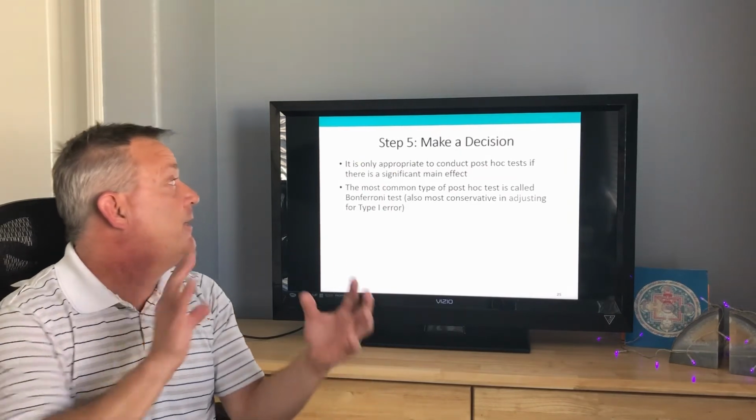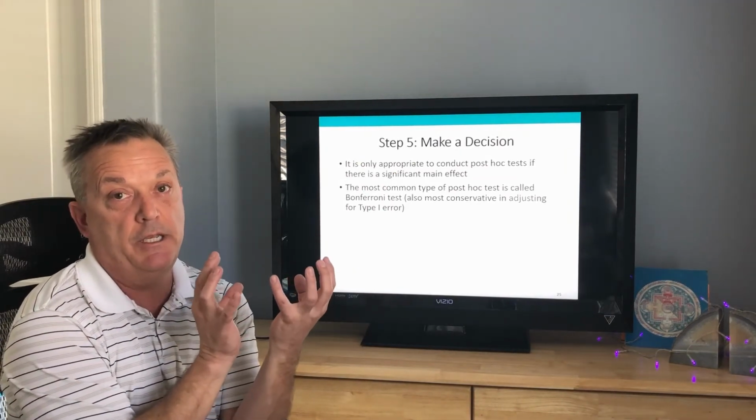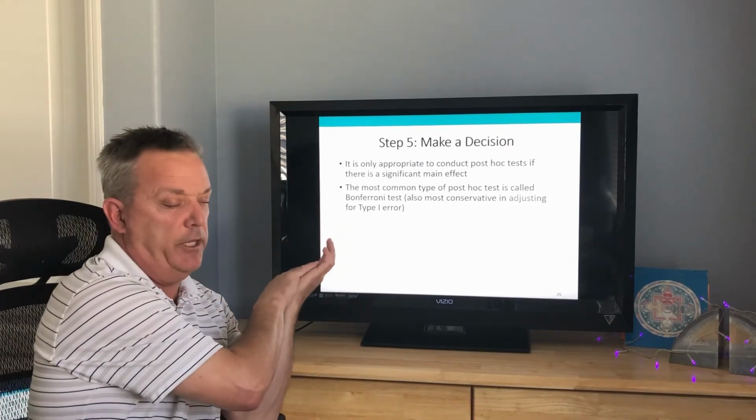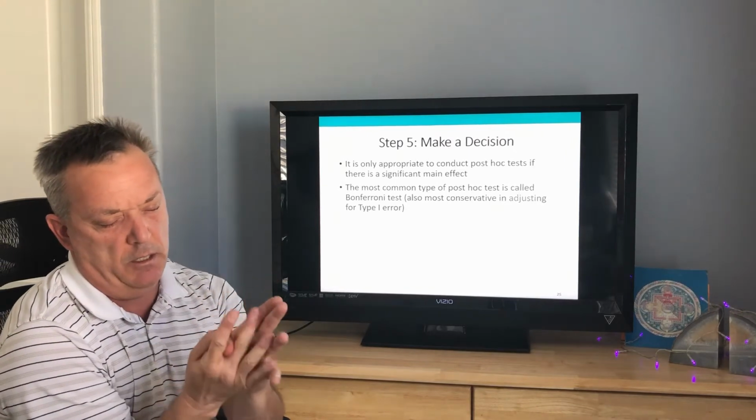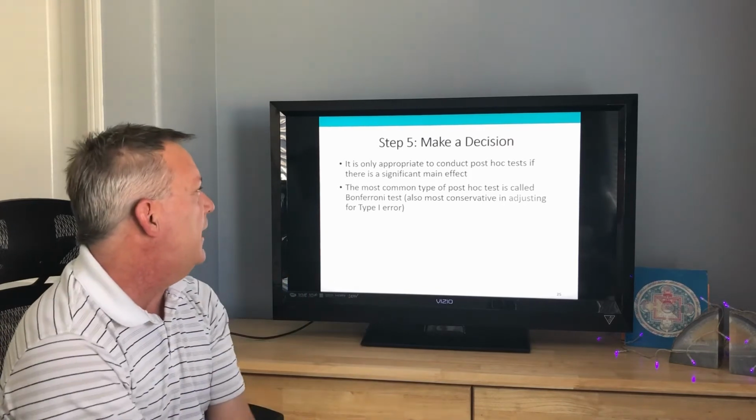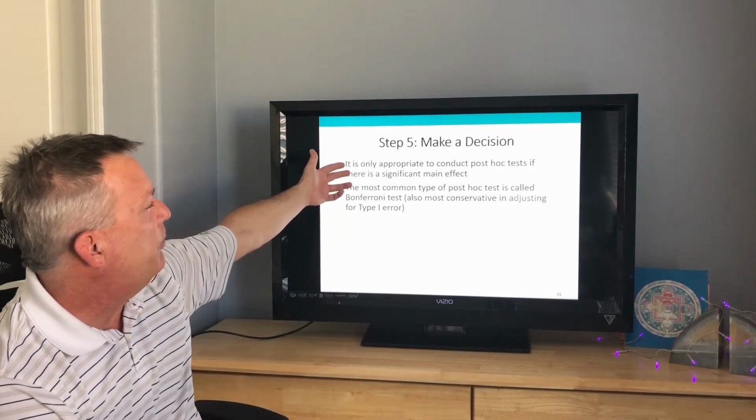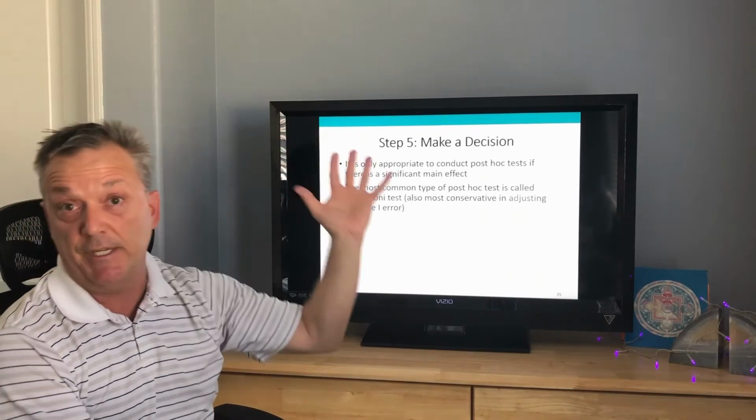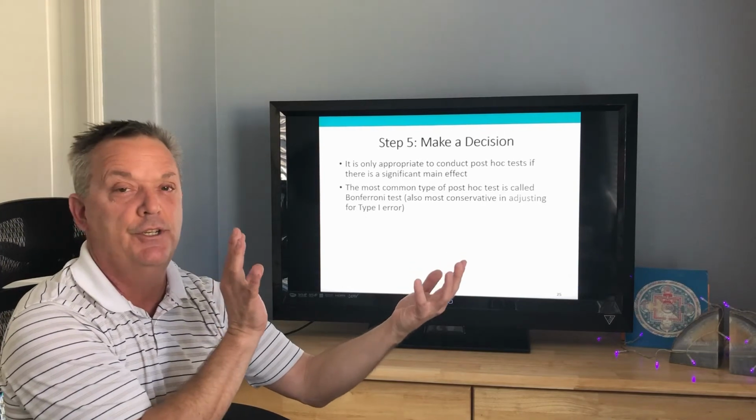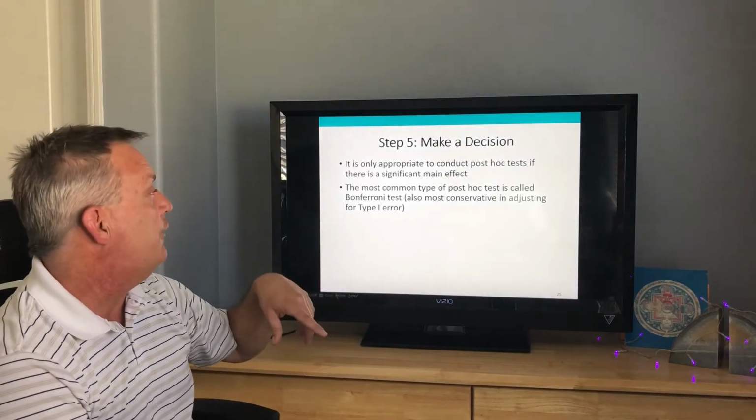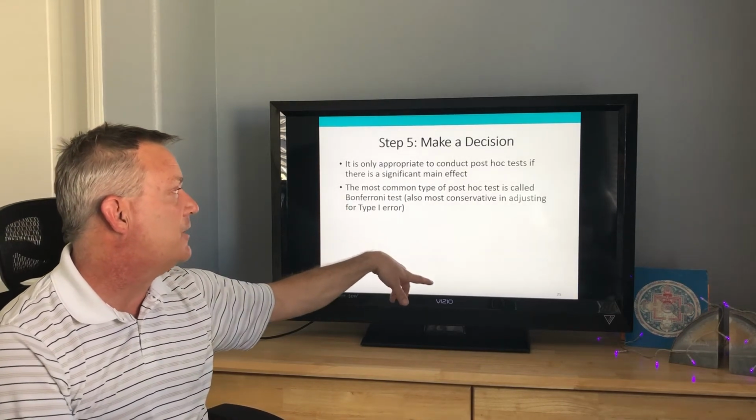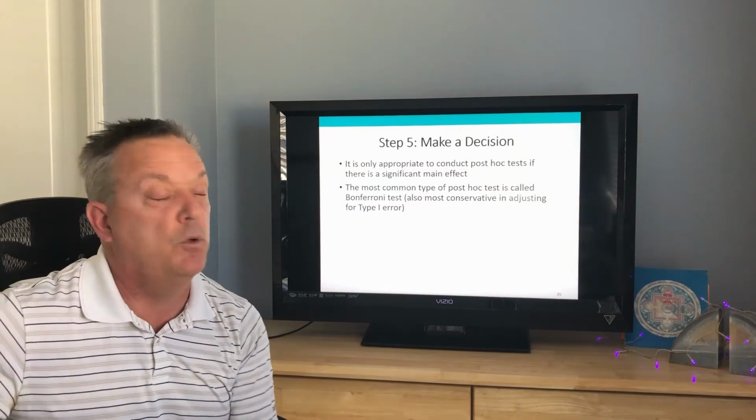And so there are different post hoc tests that they tell you about in the chapter. Some are more conservative and control for the tendency to make an increase in type 1 error when you do multiple tests. It's only appropriate to conduct post hoc tests, of course, if there's a significant main effect. So you run the Anova first, and then you do the post hoc after if you find a main effect. The most common type of post hoc test is called the Bonferroni test, also most conservative in adjusting for type 1 error.